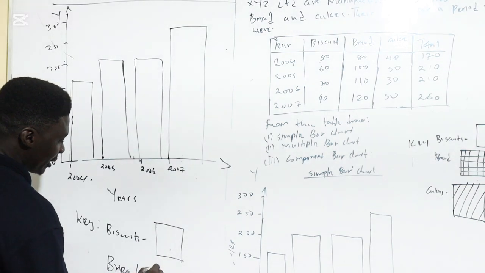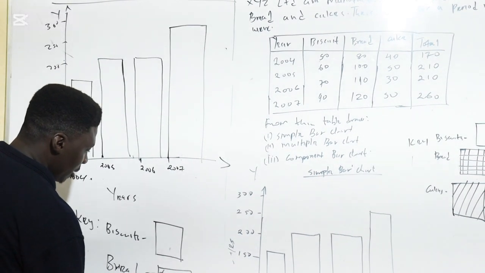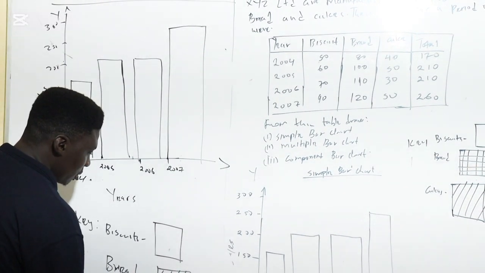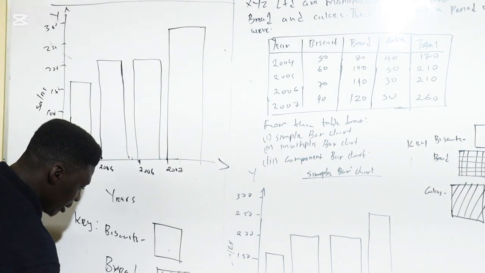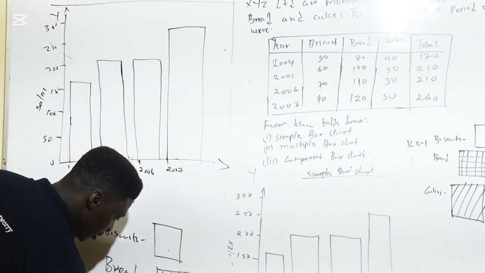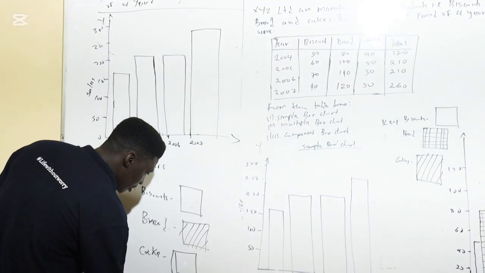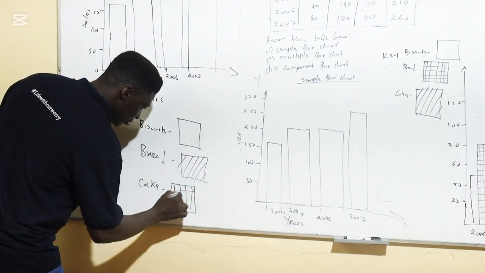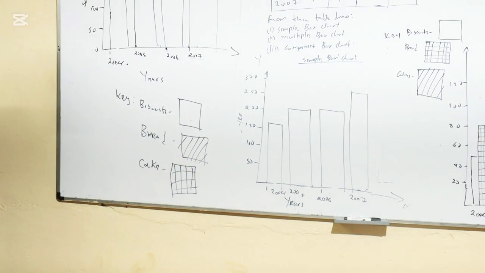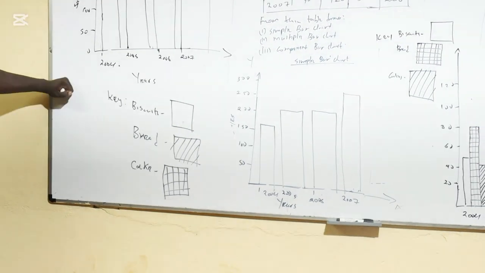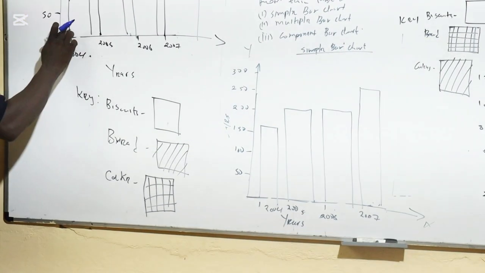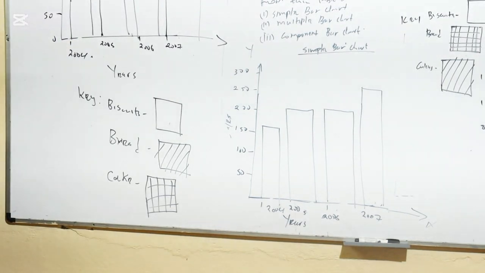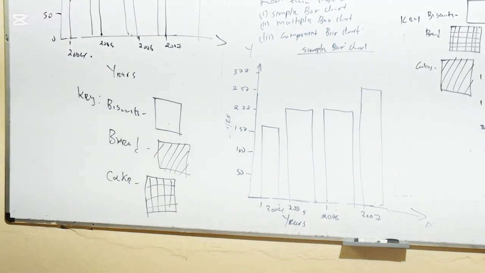Let the bread be presented by what? In this cross section. Then lastly is cake. Let our cake be presented by what? By this. So this is what we call the key for the graph. So in order for us to construct a component bar chart, we must have what? The key, which will identify each and every component.